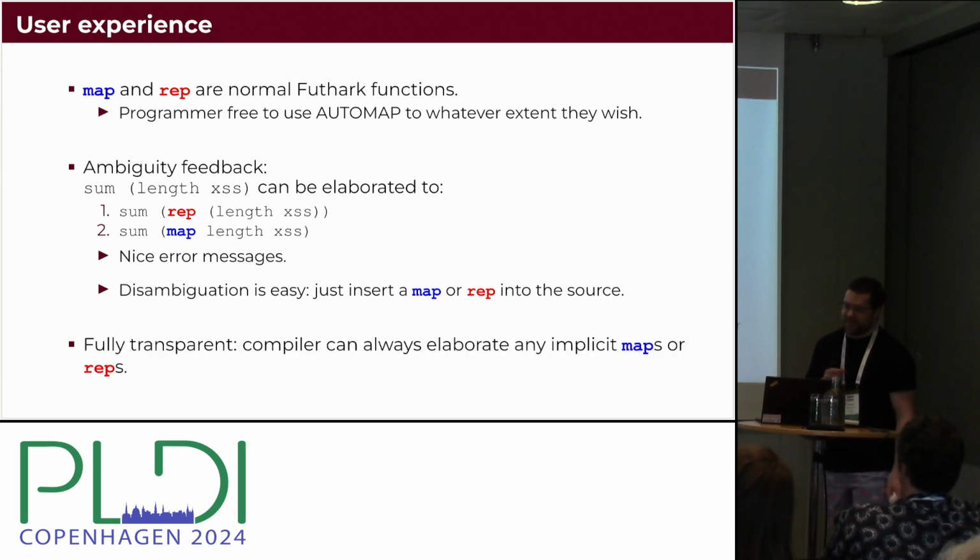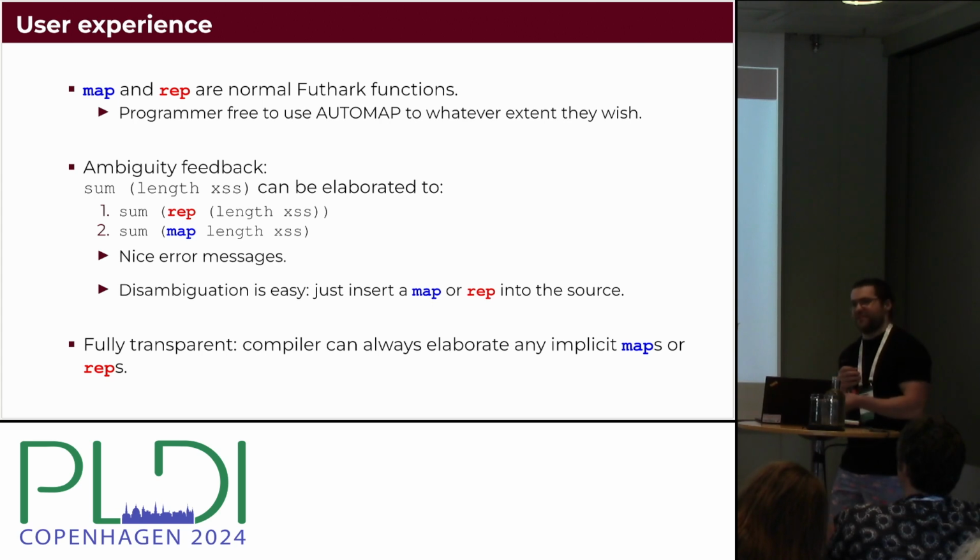And of course, it's fully transparent because the compiler can always elaborate any implicit program into an explicit one. So you as a programmer can always say, hey, what does this program actually look like explicitly, and the compiler can tell you exactly what it's doing.